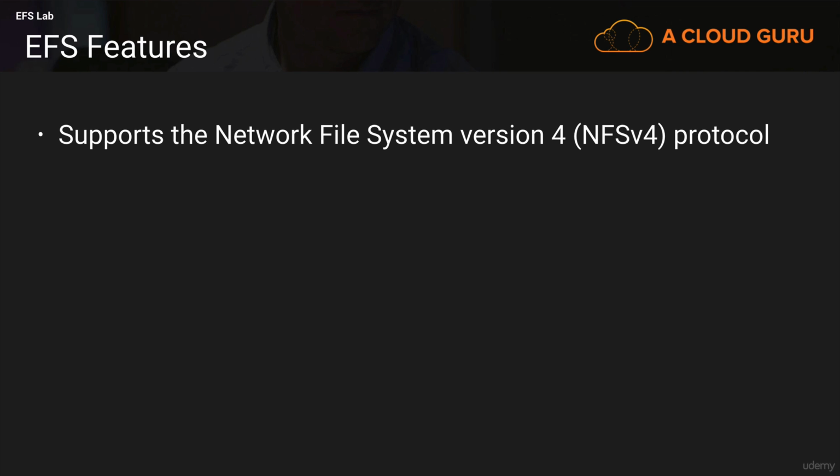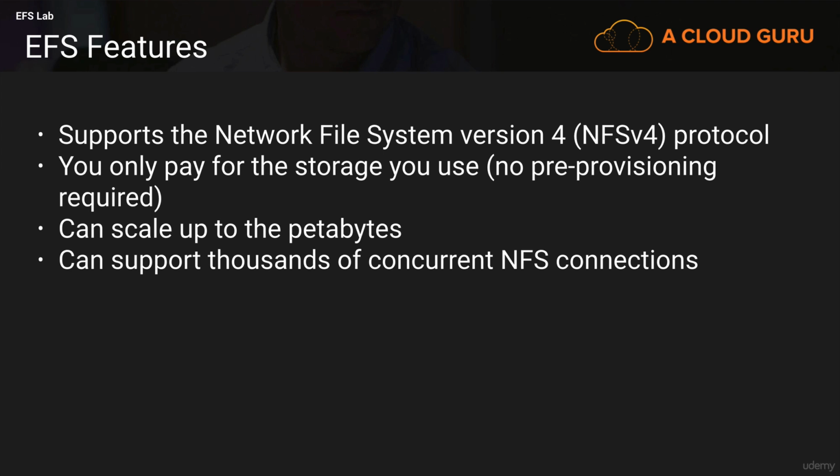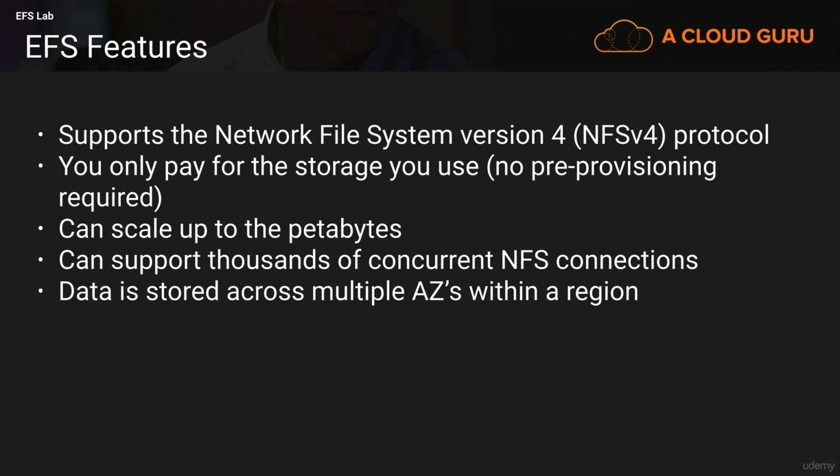And moving on to Elastic File System. So basically, Elastic File System is brand new. It supports NFS version 4. You only pay for the storage which you use. You don't have to pre-provision, as we saw in that lab. So you don't have to say I need an 8 gig instance. You literally just start writing to EFS, and you're going to pay at this stage 30 cents per gig. You can scale up to the petabytes. It can support thousands of concurrent NFS connections.